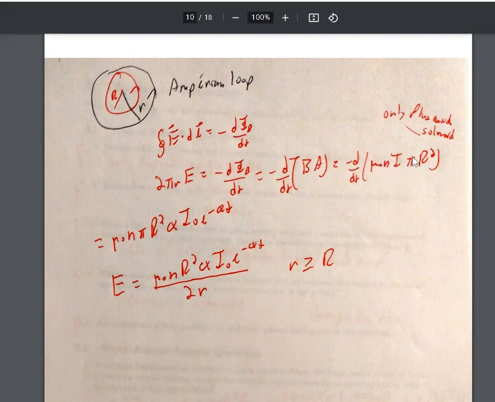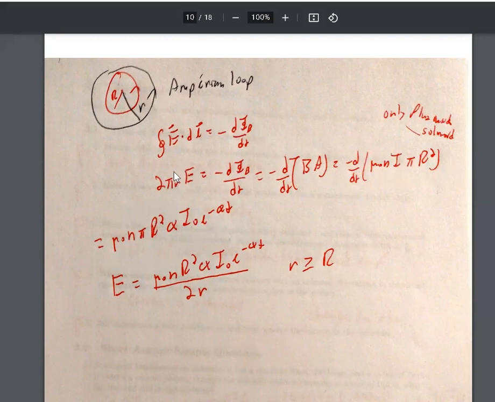Once again, all of these things are numbers except for the current itself. That's the only thing that changes with time. That's the only thing you have to differentiate. And so once again, you'll end up with something like this. The only difference between this and our last expression is that we have capital R here instead of lowercase r.